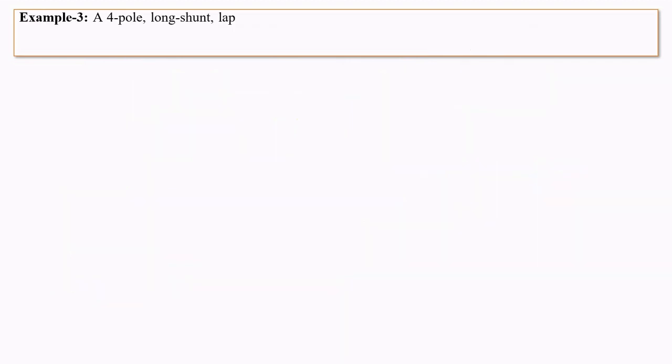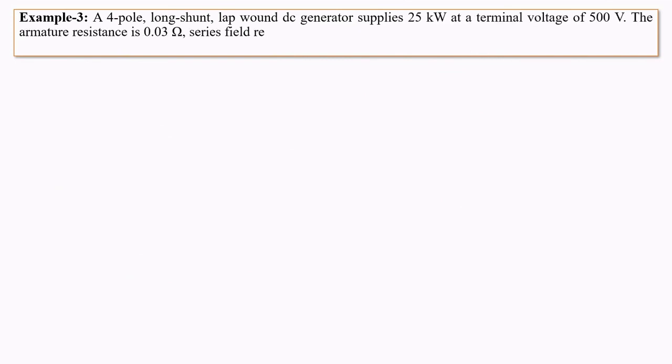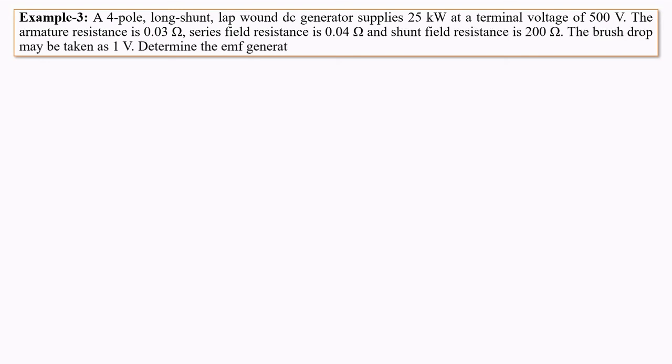Third question. A 4-pole long shunt lap connected DC generator supplies 25 kilowatt at a terminal voltage of 500 volt. The armature resistance is 0.03 ohm, series field winding resistance is 0.04 ohm, and shunt field winding resistance is 200 ohm. The brush drop is taken as 1 volt, so determine the EMF generated. So let's see the solution.